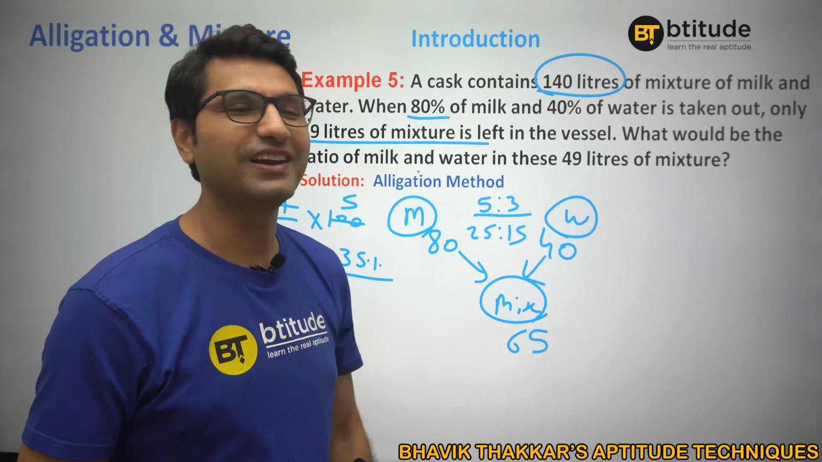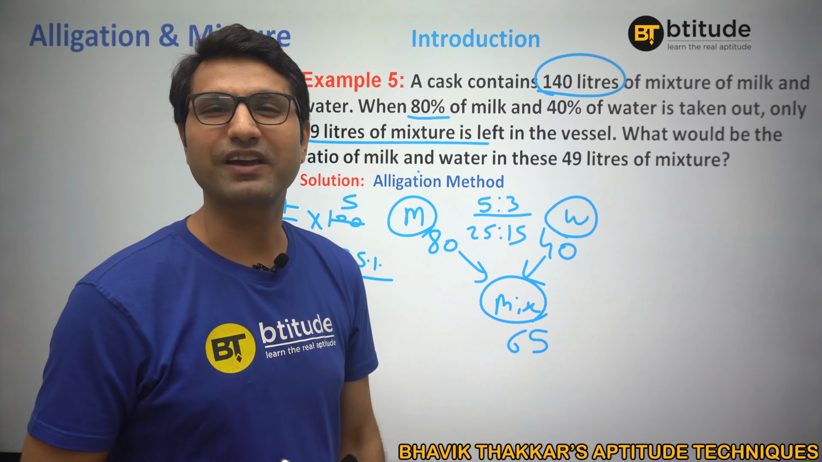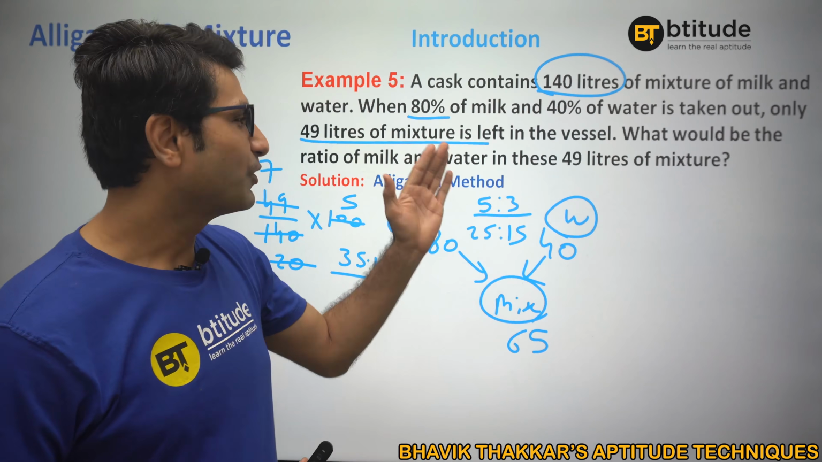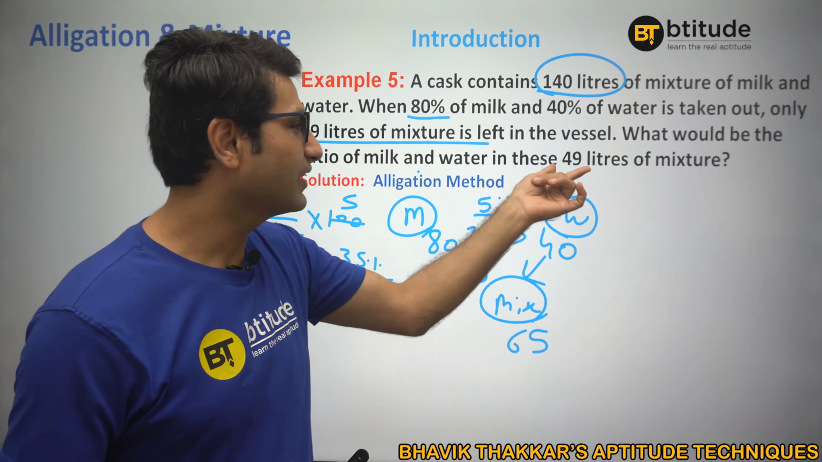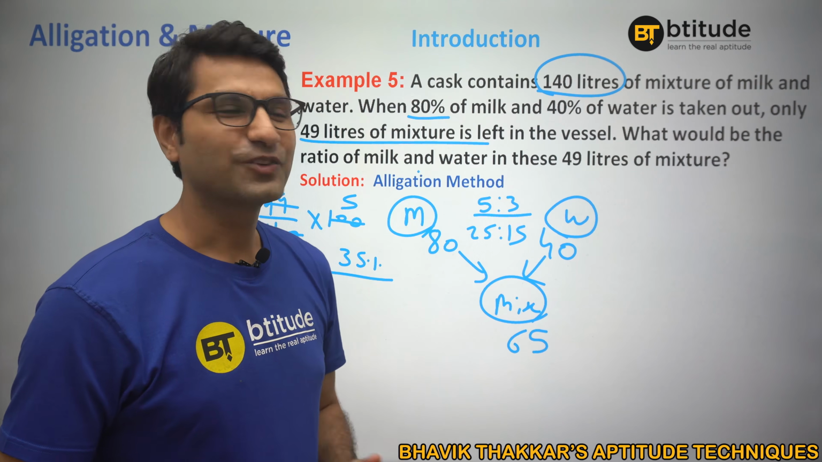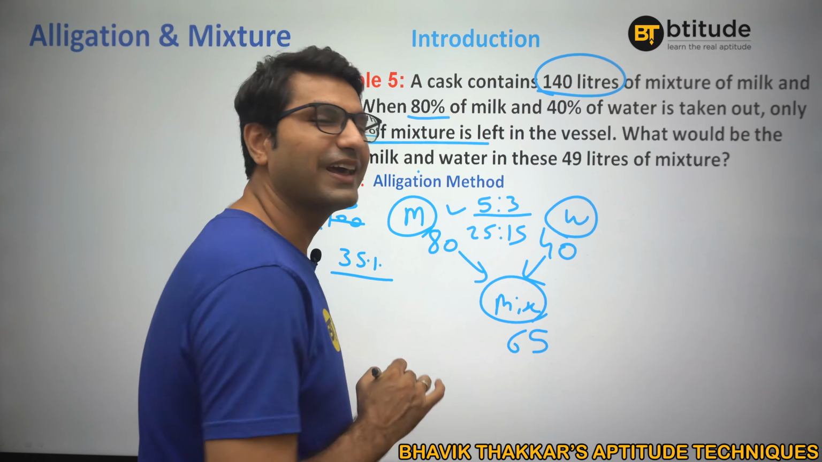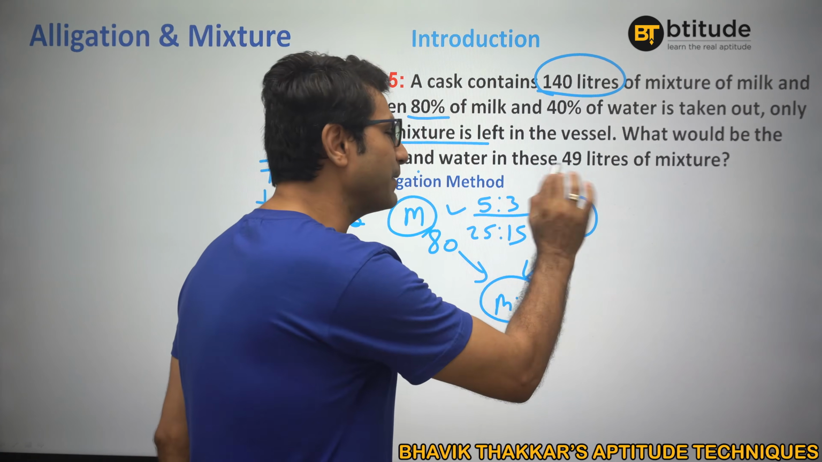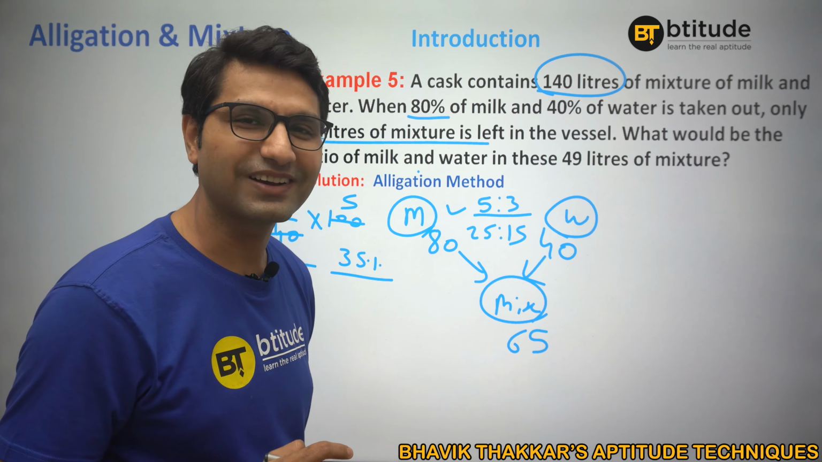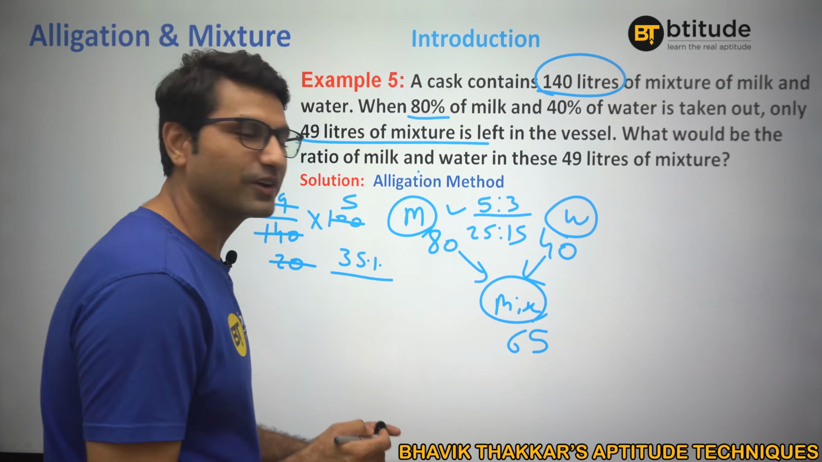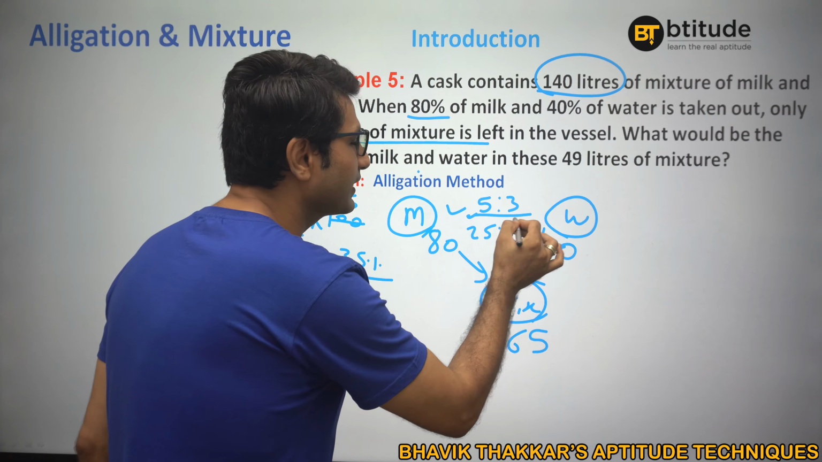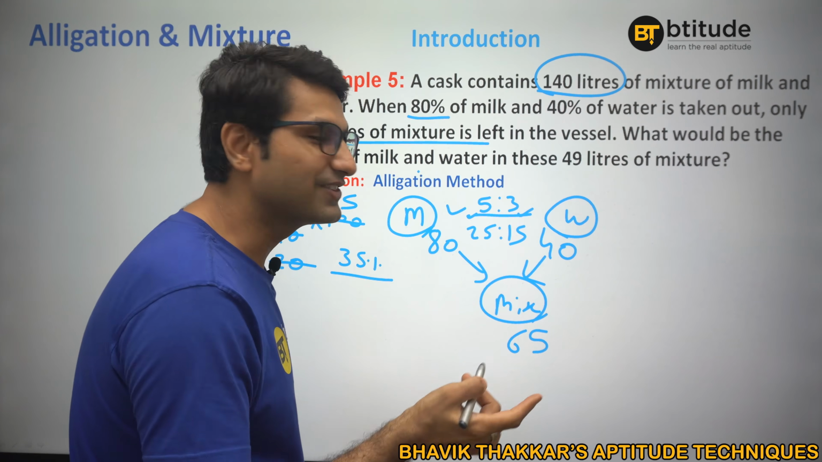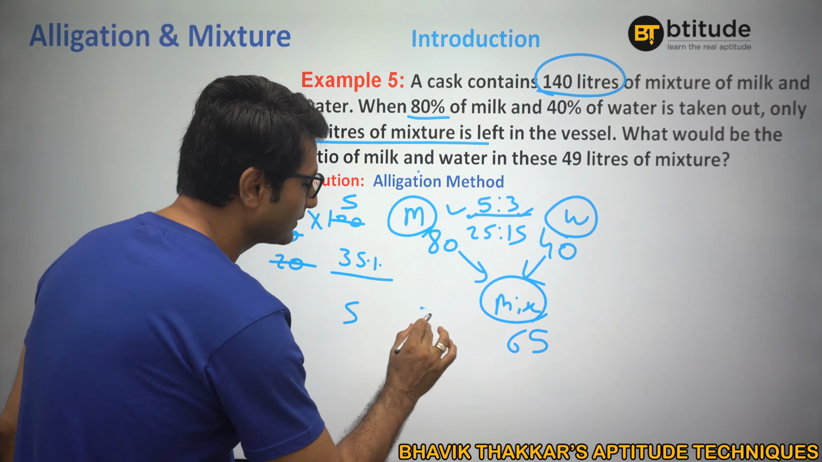Originally in 140 liters, they were in the ratio of 5:3. But we are asked what would be the ratio of milk and water in 49 liters. So this will always be there in the options, and you would be tempted to answer it, but it's not the correct answer. Why? Because you have to understand that 5 parts of milk and 3 parts of water were there initially. 5 parts and 3 parts.